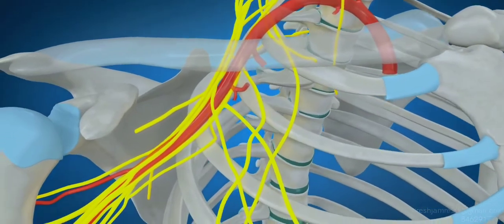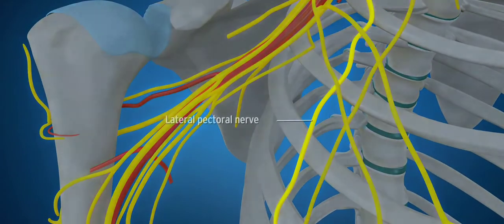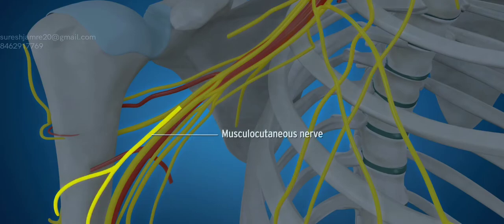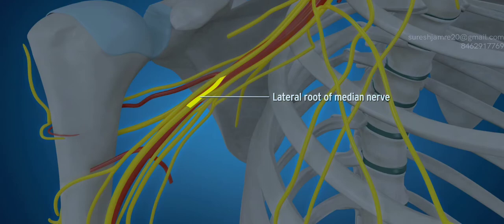Three branches arise from the lateral cord: the lateral pectoral nerve with a root value of C5 to C7, the musculocutaneous nerve with a root value of C5 to C7, and the lateral root of median nerve with a root value of C5 to C7.